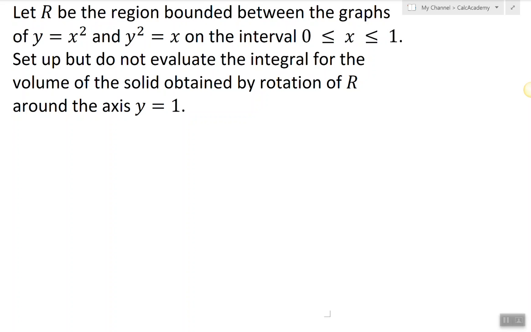In this video, I will show how to set up an integral to find the volume of the solid of revolution using the shell method. And let's start by sketching the region.